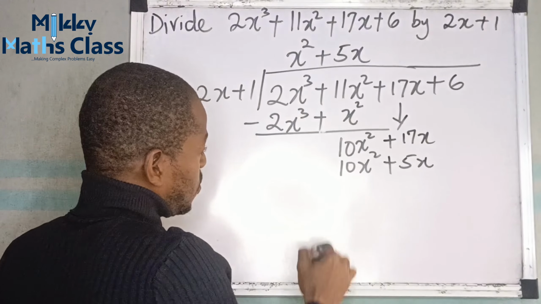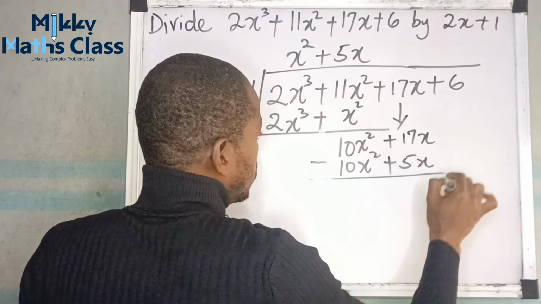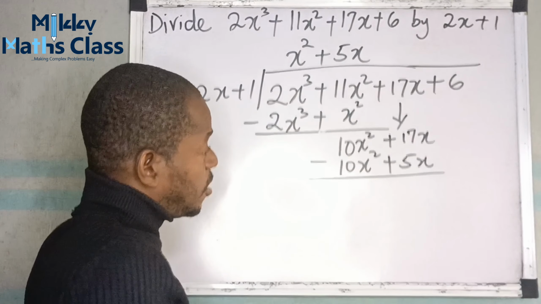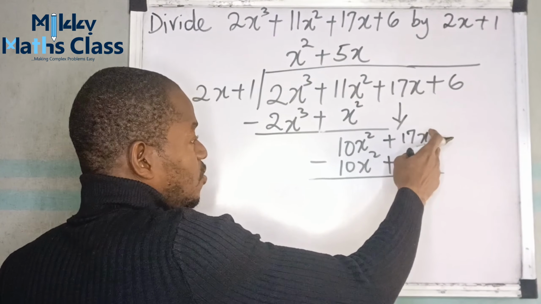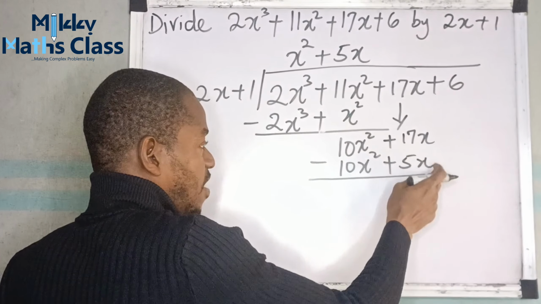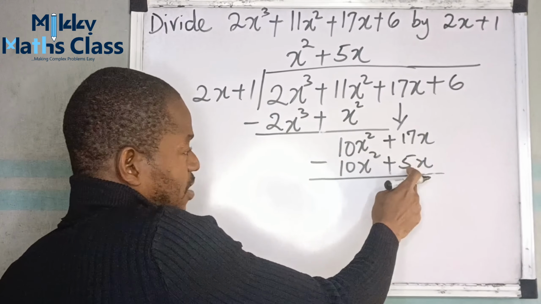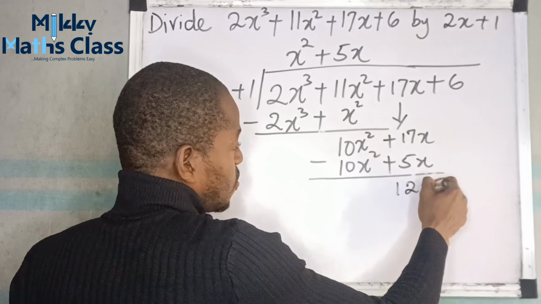Now let's subtract. When we subtract this, 10x squared minus 10x squared, that goes off, becomes 0. 17x minus positive 5x, the negative will affect this, so it will be 17x minus 5x. That will give us 12x.